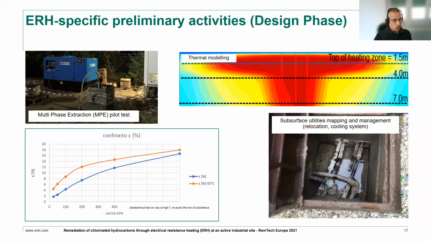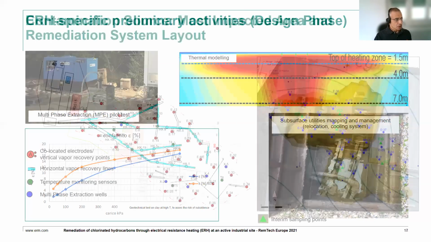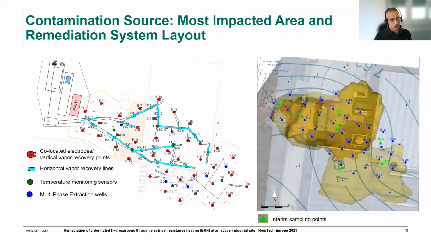Another point that was very important in the design phase was subsurface utility mapping and management, through cooling systems that were designed for the underground utilities, or, where it was not possible to install a cooling system, relocation of some of them. Also, another point was that we monitored the geotechnical reaction of the soil. So in the design phase, that was considered to prevent any kind of settlement of the soil due to heating.